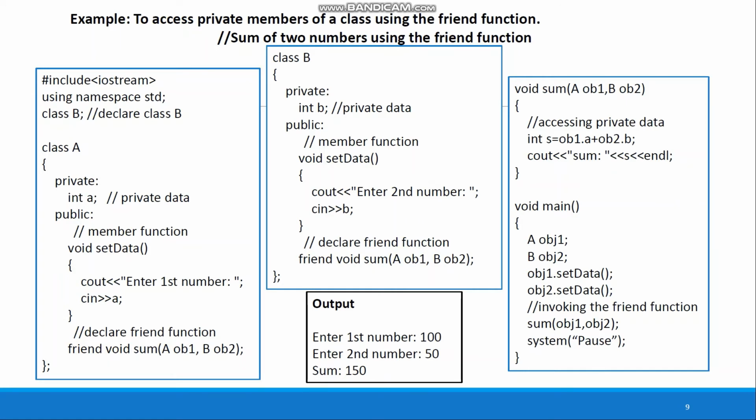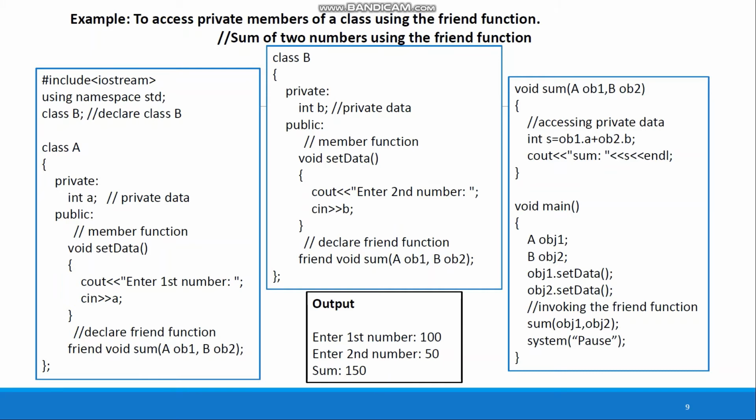In this example, we have two classes, one class A and one class B. Firstly, you can see we have declared the class B. Okay. Now, we define the class A. Inside the class A, we have one private section and one public section. Inside the private section, we have the private data, int a. And inside the public section, we have one member function, set data. With the help of set data, we are setting the value of the private member of this class.